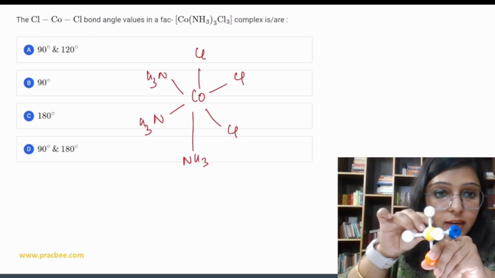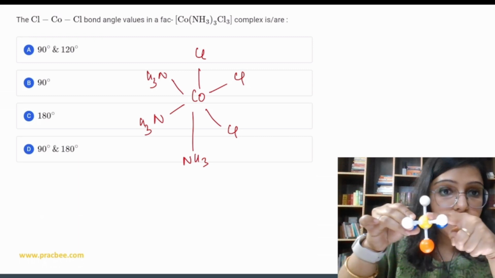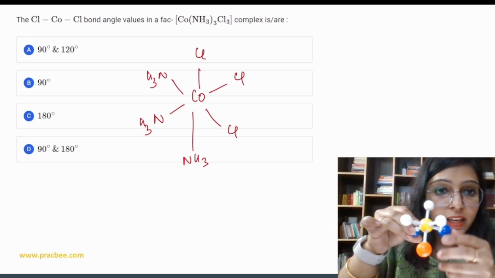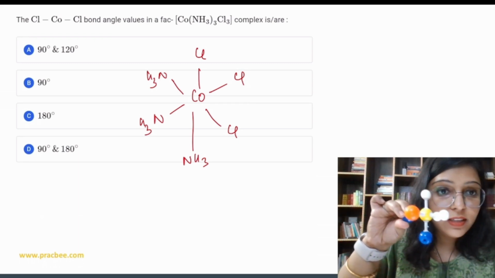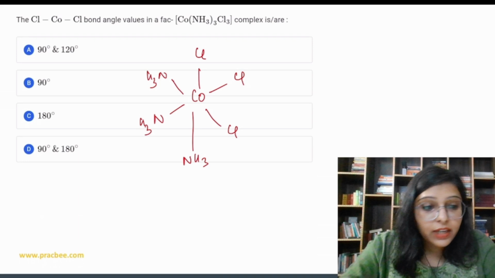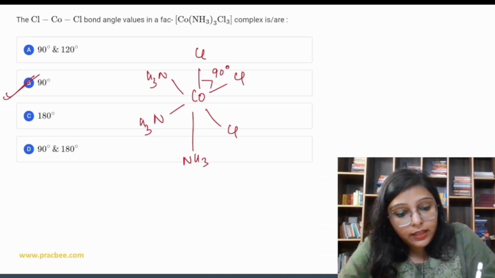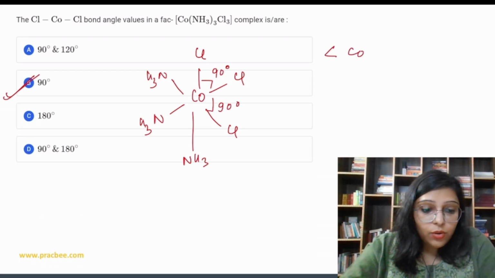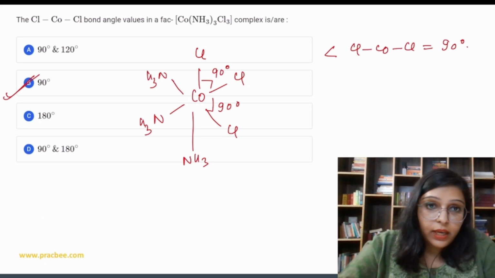Okay, now just try to analyze this one. Here we have 90 degrees. With this one we have 90 degrees. With this one we have 90 degrees. So even this one is going to have a 90-degree angle. So we have only one kind of bond angle, and that bond angle is equal to 90 degrees. Every bond angle, Cl-Co-Cl, is equal to 90 degrees. Okay, clear?